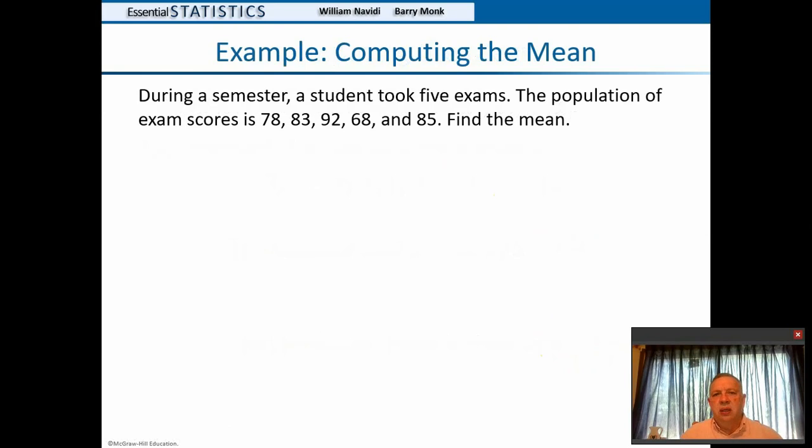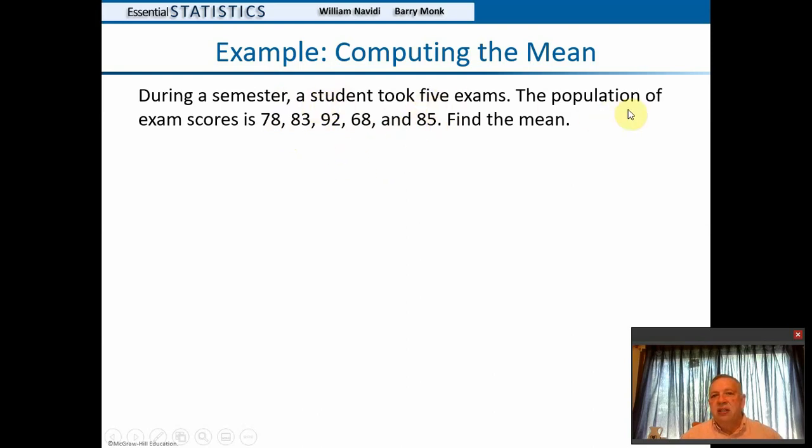So let's see how we can compute the mean. During a semester, a student took 5 exams. The population of exam scores is 78, 83, 92, 68, and 85. The question says find the mean. So we're going to basically add up these numbers, 78, 83, 92, 68, and 85, hit that on our calculator, and divide it by 5. That'll give us the value.